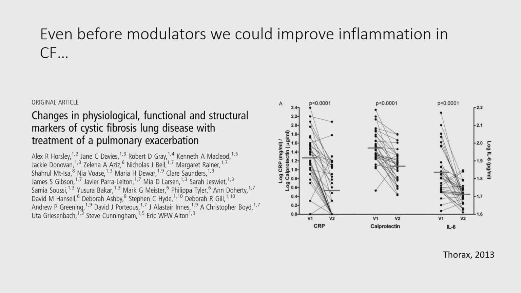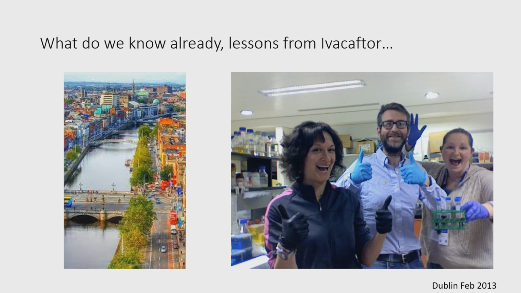I'd like to keep those biomarkers in mind as we're going through this talk, because they're probably going to come back in some of the later data, which I maybe wasn't expecting to start off with. So, what do we know already? What lessons did we have before ETI that we got from ivacaftor?